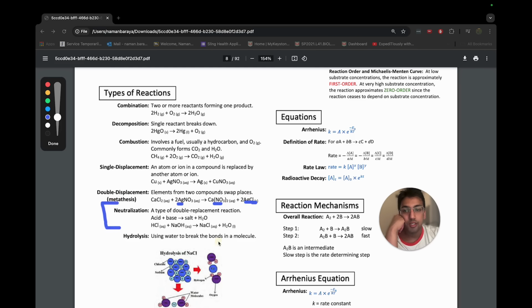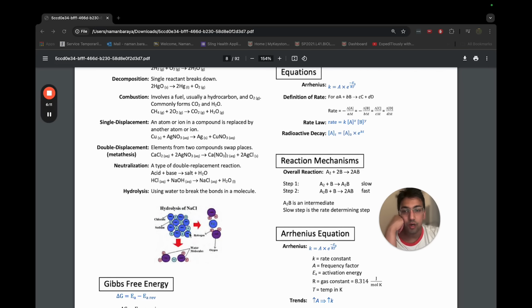Now you have neutralization. Neutralization is a type of double replacement reaction. So this is when you take an acid and a base and you make a salt and water. So HCl plus sodium hydroxide makes sodium chloride plus water. And then you have hydrolysis. And hydrolysis is when you take water and you break down a bond.